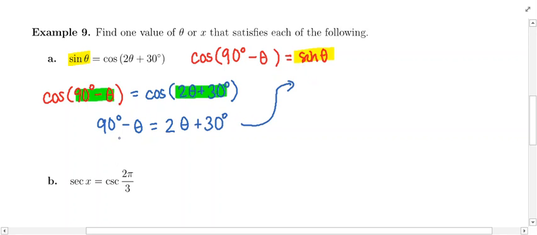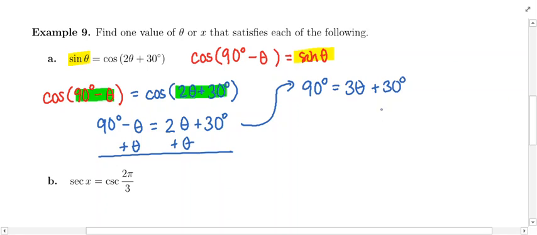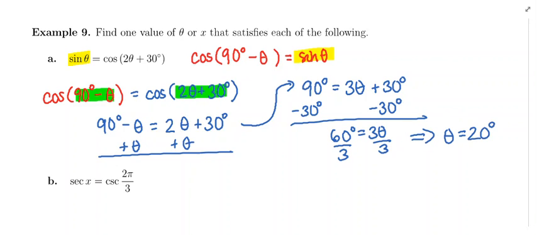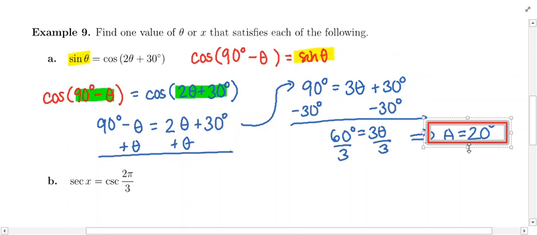Basically I need to get theta by itself, so I'm going to start by adding theta to both sides. That tells us that 90 degrees is equal to 2 theta plus theta, that's 3 theta, plus 30 degrees. I'm going to move the 30 degrees over. I get that 60 degrees is equal to 3 theta. Divide both sides by 3, and we get that theta is equal to 20 degrees. This is one value of theta that makes this a true statement.